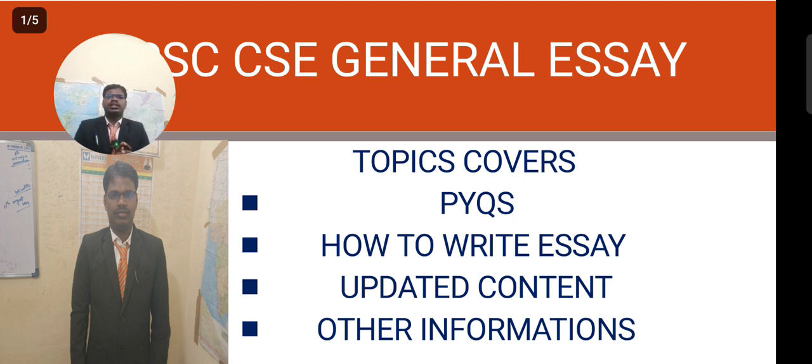We can write it easily. First the introduction part and the body part. The body part we can elaborate a little bit, because this is a 125 marks question, 125 marks for one question. So economically, geographically, politically, environmentally, current related aspects and the static part, at the national, local and international level, you have to mention in this general essay.